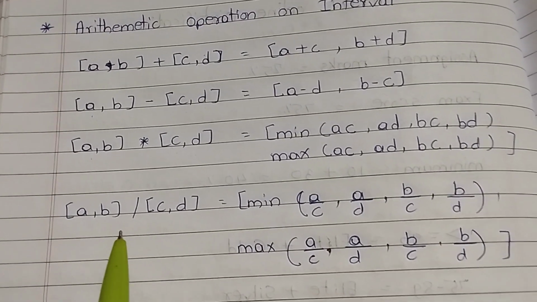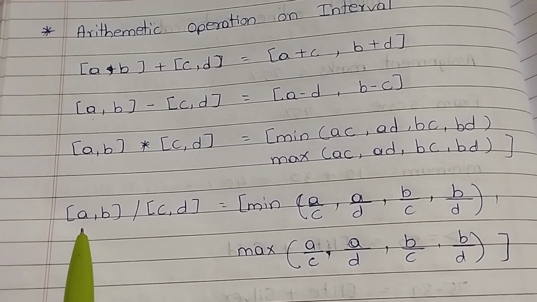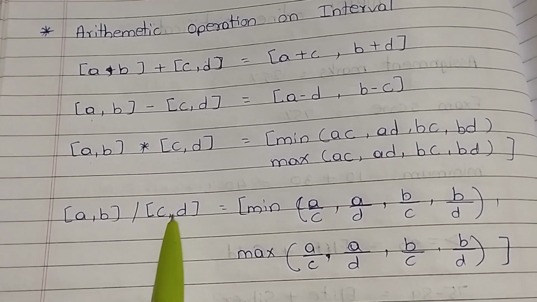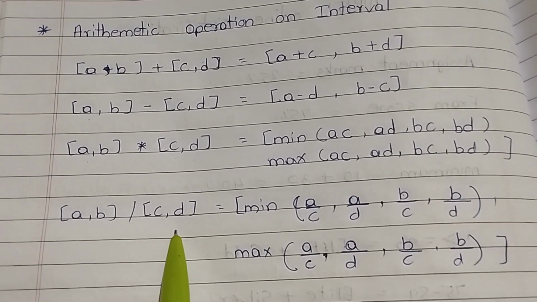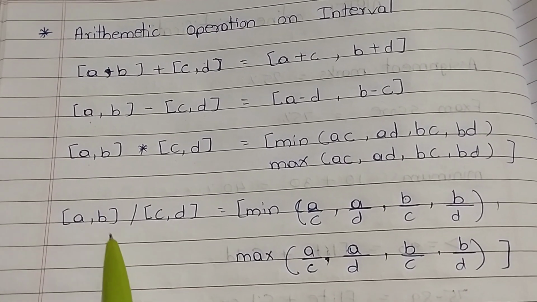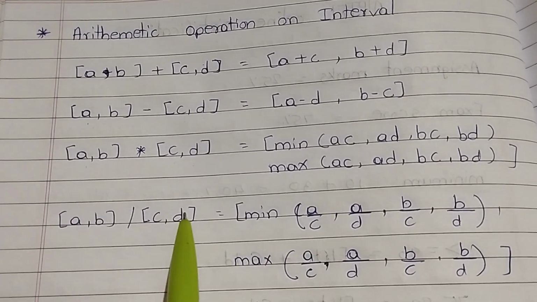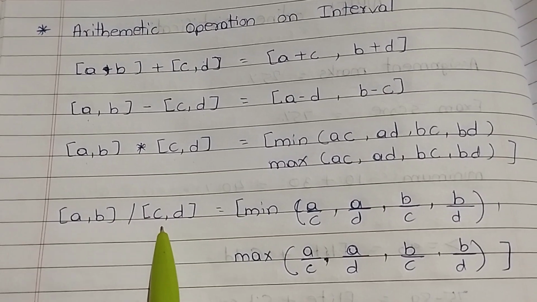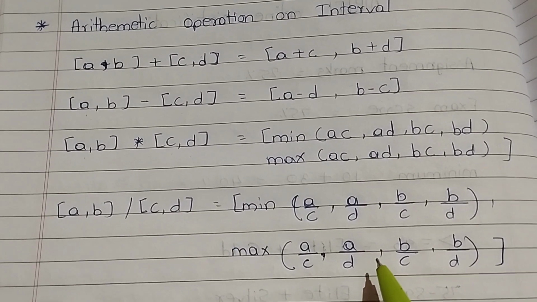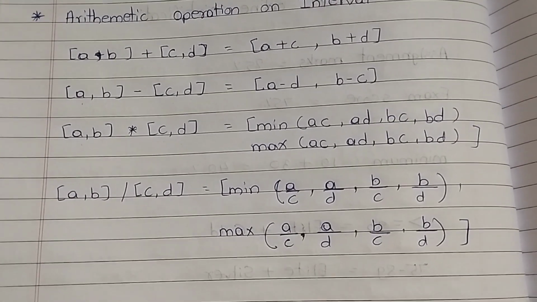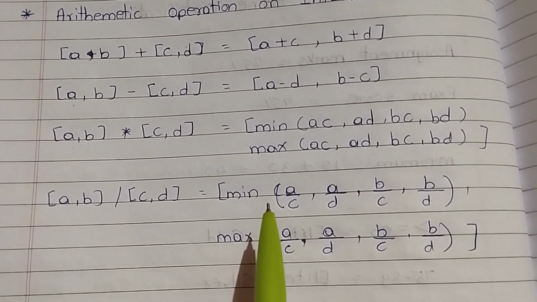Now for division, the same rule. First take one component of the first interval divided by both components of the other interval: a divided by c, a divided by d. Then choose the second component of the first interval and perform division by the second interval: b divided by c, b divided by d. The set is the same for minimum and maximum. It's a bit tricky to remember how to write the sets, but once you understand, it's easy.